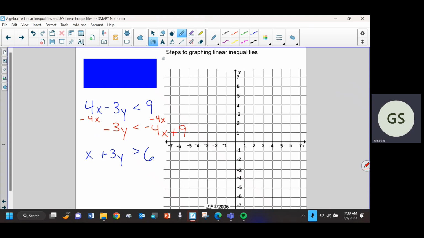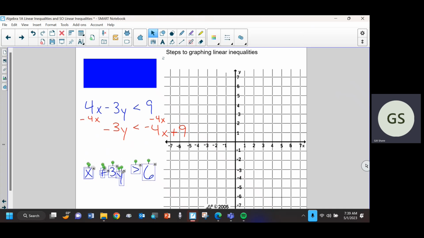Hopefully you can see that. That's -3y is less than -4x plus 9. So there's our first step, only 2 steps. Step 2, we're going to now get rid of that -3.